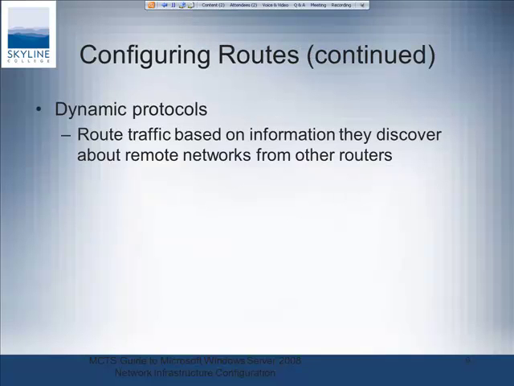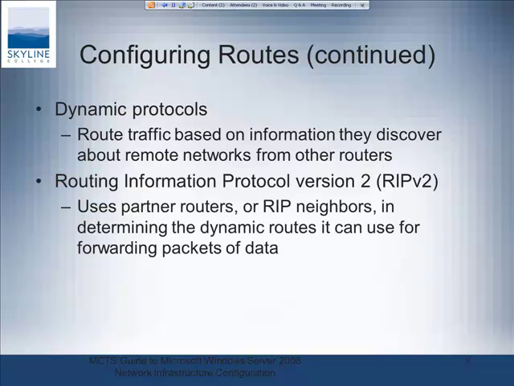Dynamic routing protocols, we've seen that in Cisco. Again, RIP is the only one that's still available in Windows. It works with broadcast, exchanges information with other routers, and yes, it will exchange information with a Cisco router or with anything else that's available to do that. RIP v2, partner routers, RIP neighbors, then determine the dynamic routing process. We've looked at that. Remember, RIP v2 is a classful protocol. RIP v1 is a classless protocol.